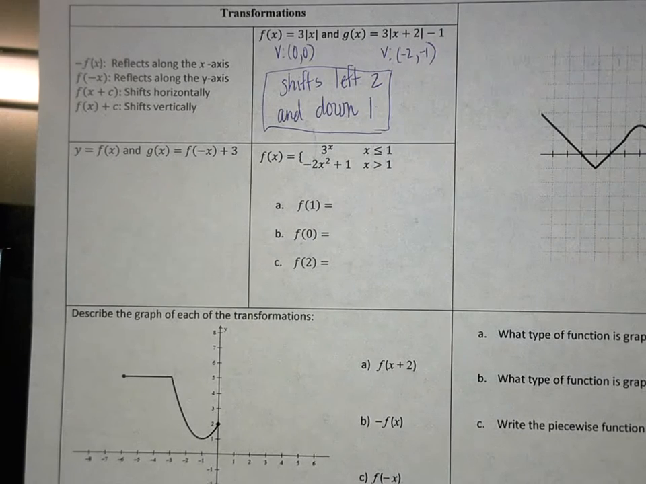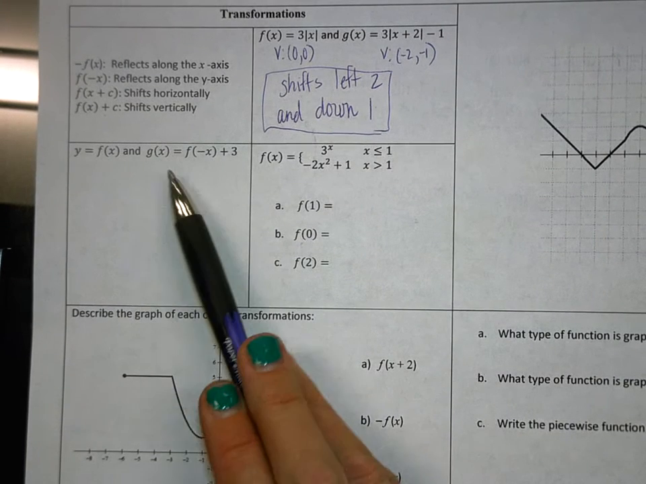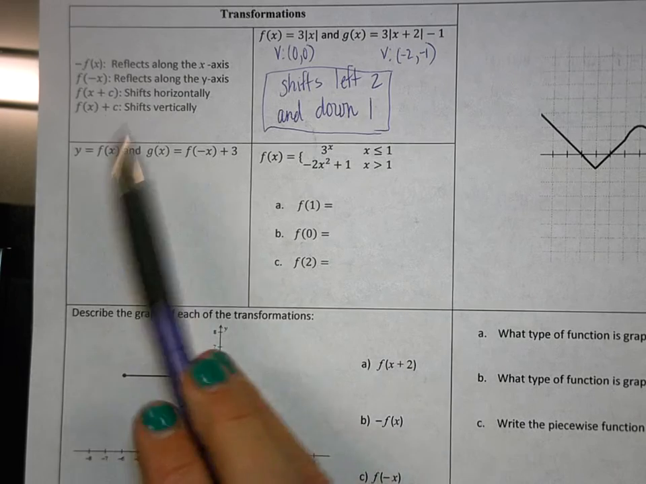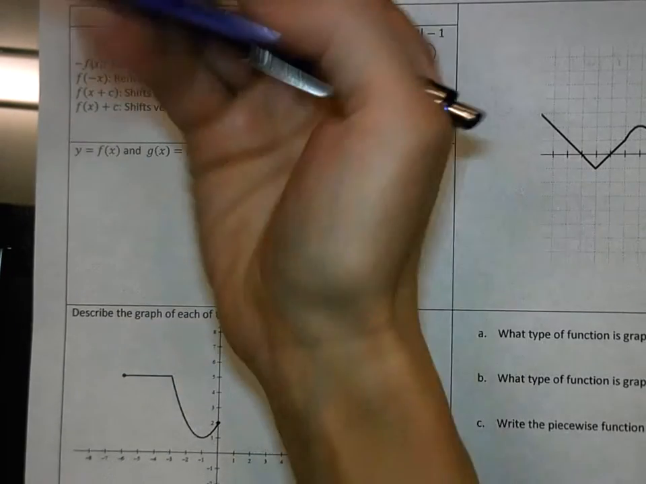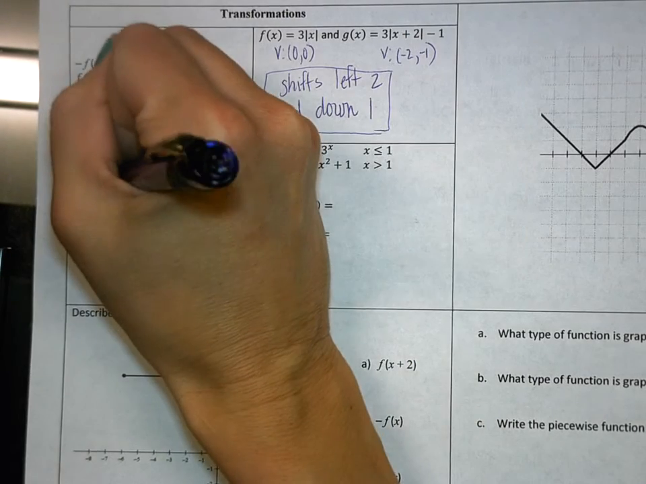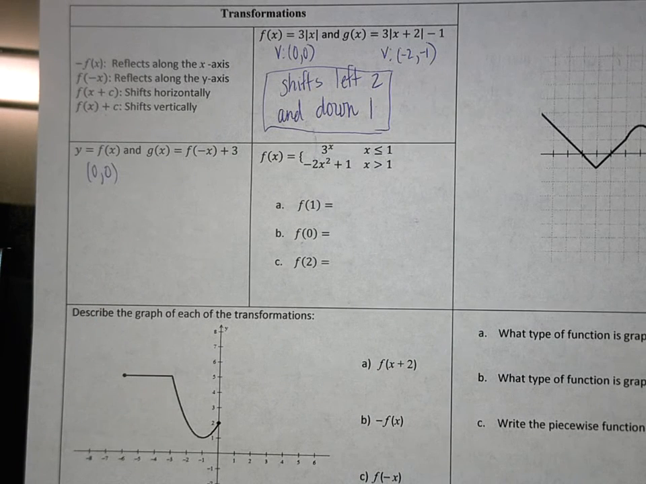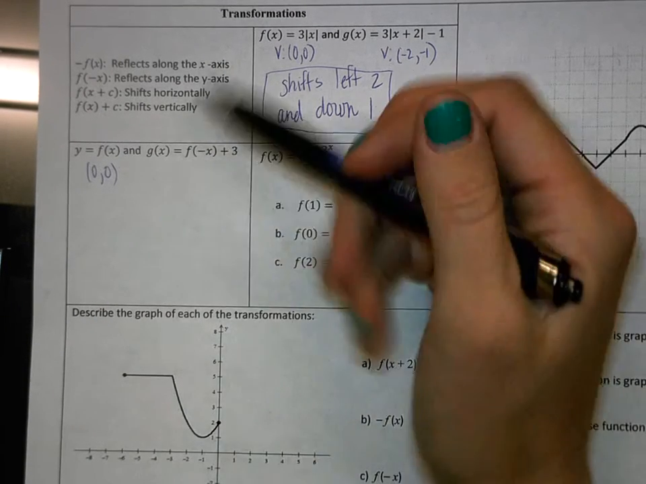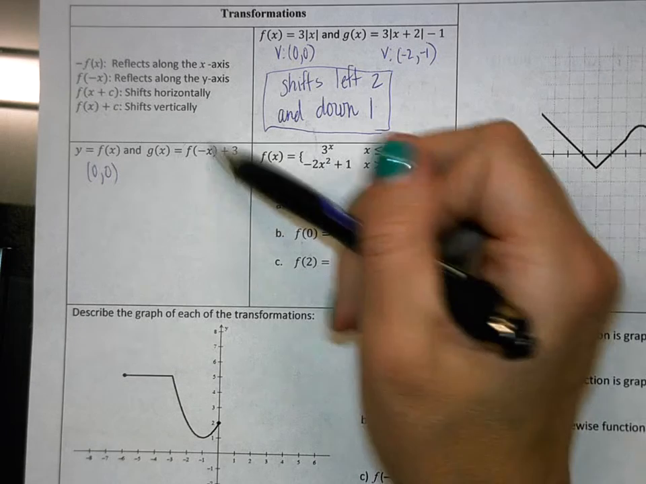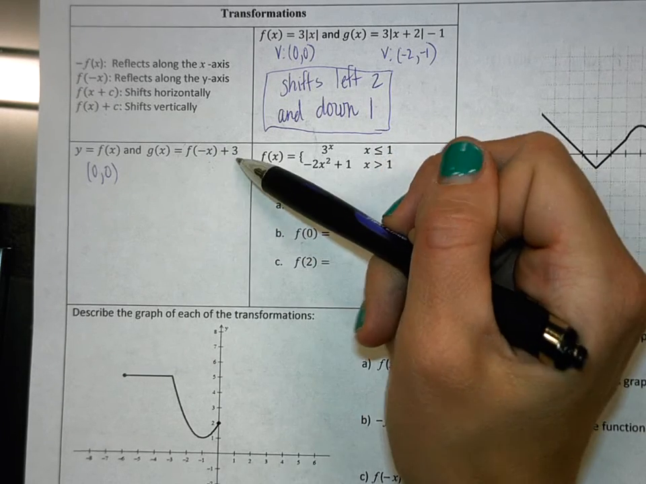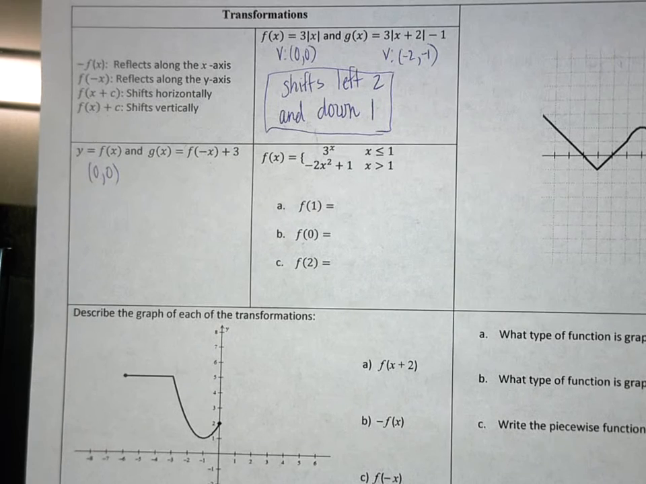Okay, so this one, I want you to kind of write. So look at here. So this one, we're starting at like a 0, 0, okay? And then this one, what is happening? So they're doing a negative inside the parentheses, and then they're adding 3. So how is that one transforming?